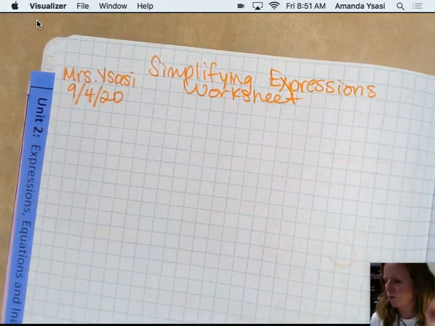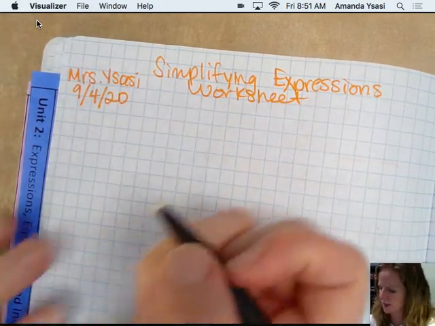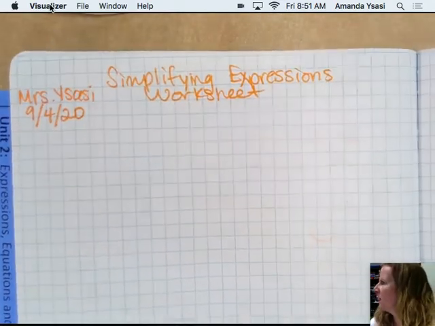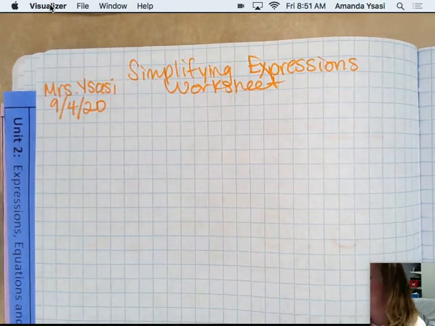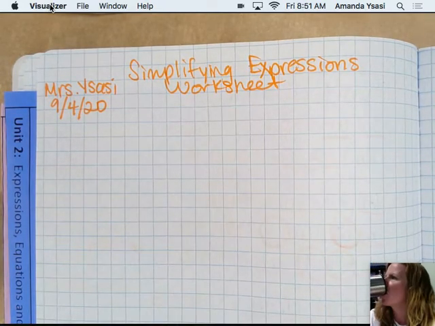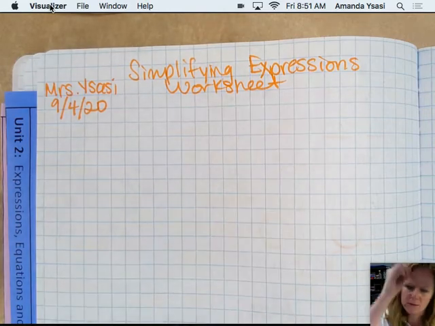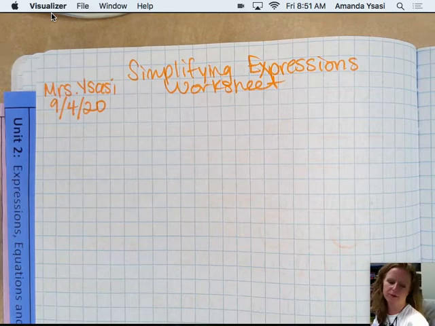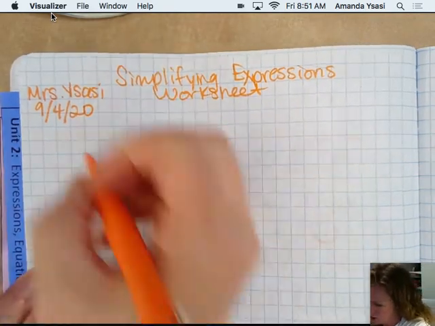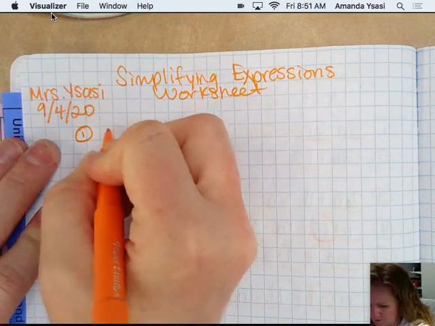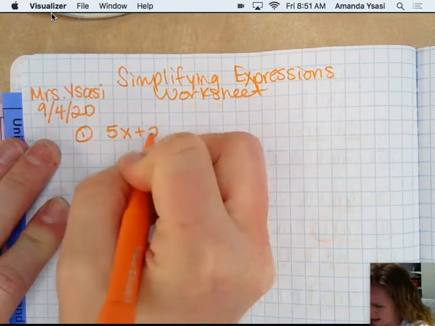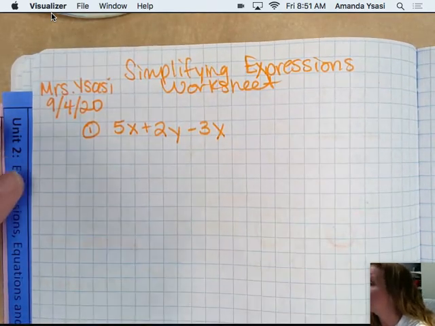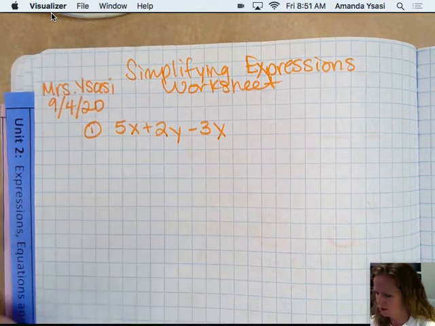Okay, so let's see, what is the first expression that we're simplifying? Pull that up again. Make sure you have the title on there, and then I'll pull up the problems for us to look at. Oh, I have a paper copy over here. I can just use that. So the first one is 5x plus 2y minus 3x. I'm going to give you all a paper copy in a minute, if you're in class.